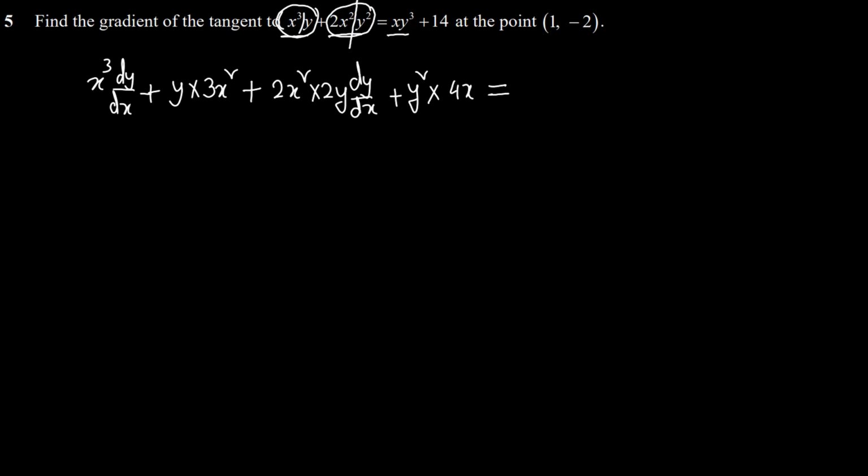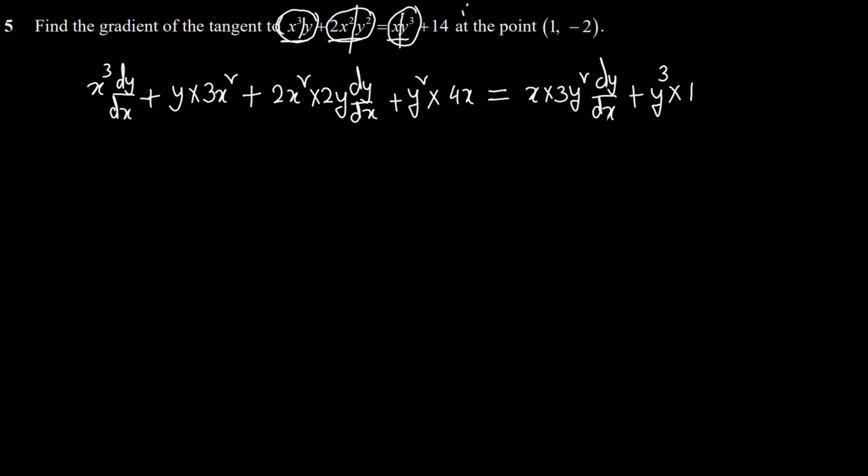If we apply the product rule, we get it from here like this. And on the right side, if we differentiate xy cube, I can write it as x into 3y square, then dy by dx, plus another part, y cube into 1, because if we differentiate x we get 1. So now it's time to put the value x as 1 and y as minus 2, rather than making dy by dx the subject.